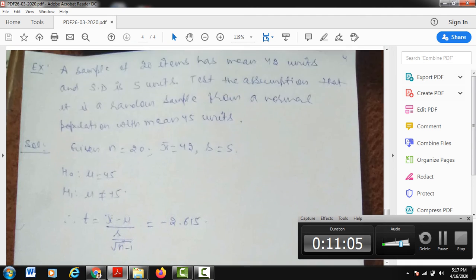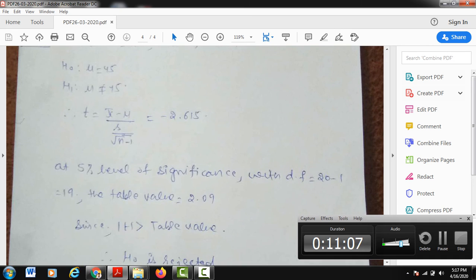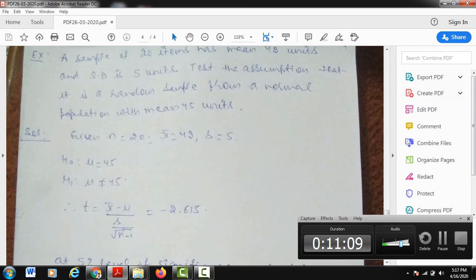So what did we assume? We assumed that the given sample has been taken from a population possessing mean 45. So this assumption is wrong. It means the sample which has been taken from the population does not have the mean of 45 units. Hope this application is also much clearer to you.